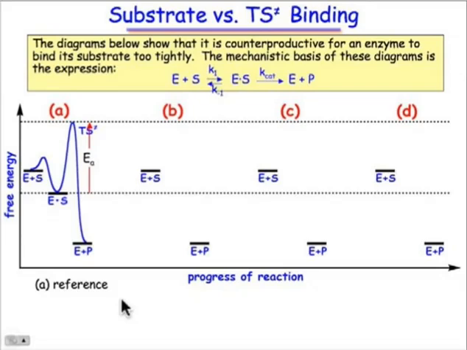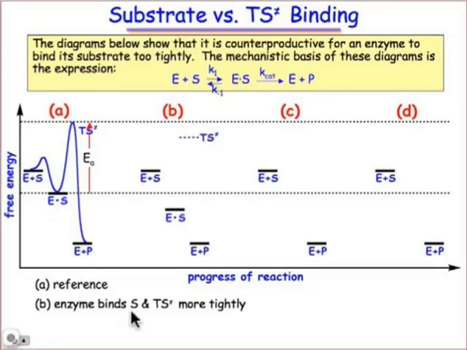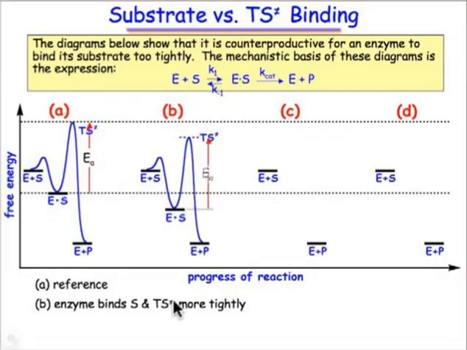So relative to the reference point, let's look at the case where the enzyme binds both the substrate as well as the transition state structure more tightly. So in this case, we've dropped the E dot S below the reference point line, and by a similar degree, we've dropped the transition state energy below the reference point line. What's the result of that? Well, in this case, since they both fall by an equivalent energy, E sub A remains unchanged. The rate of the reaction is going to be constant.